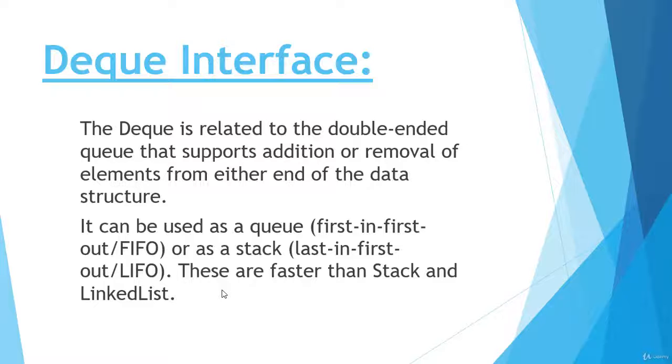So this is a double-ended queue, and the element that is added first can also be deleted first, and the element that is added last can also be deleted first. So Deque uses both rules, first in first out and last in first out. And Deque is faster than the stack and the linked list.